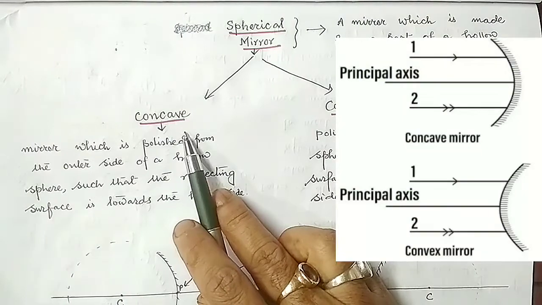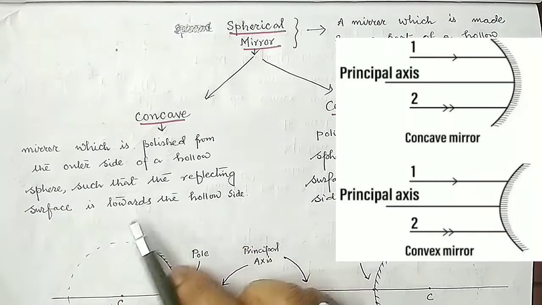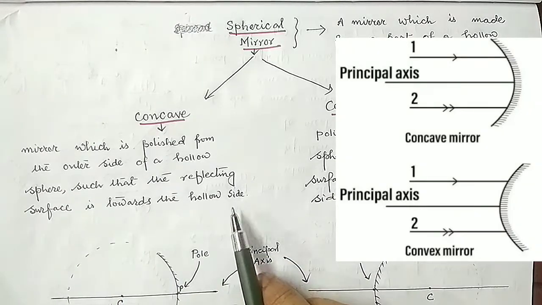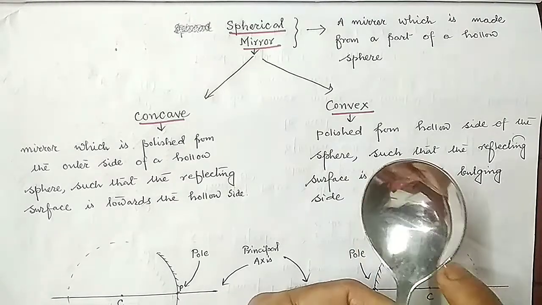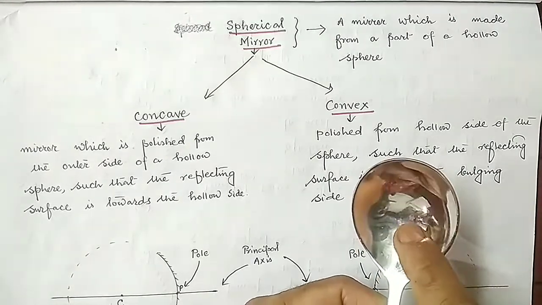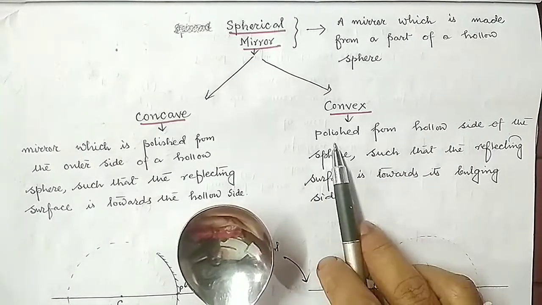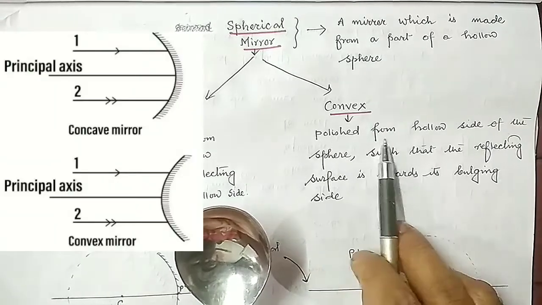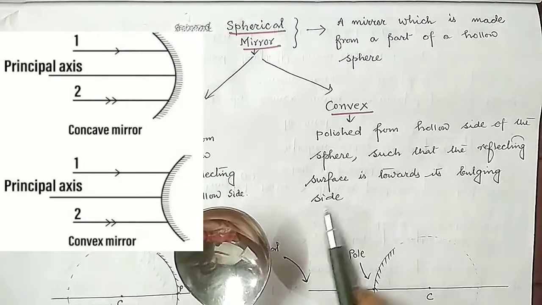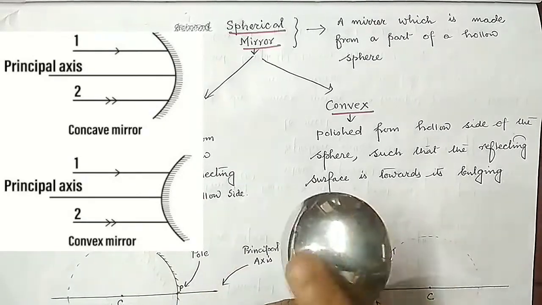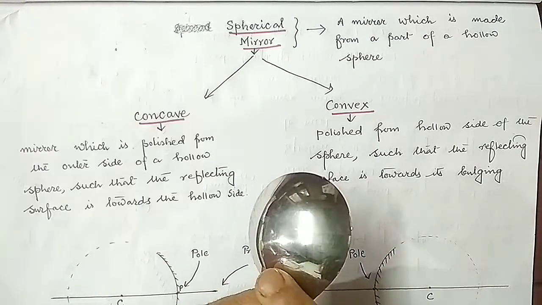Now what is a concave mirror? Mirror which is polished from the outer side of a hollow sphere such that the reflecting surface is towards the hollow side. Suppose if I consider this spoon, in this case, if this part we consider the mirror, that means this is the reflecting surface, then this type of mirrors are termed as concave mirror. And what is a convex mirror? Convex mirrors are those mirrors which are polished from the hollow side of the sphere such that the reflecting surface is towards the bulging side. That means if this is the reflecting surface, then those type of mirrors are called convex mirror.